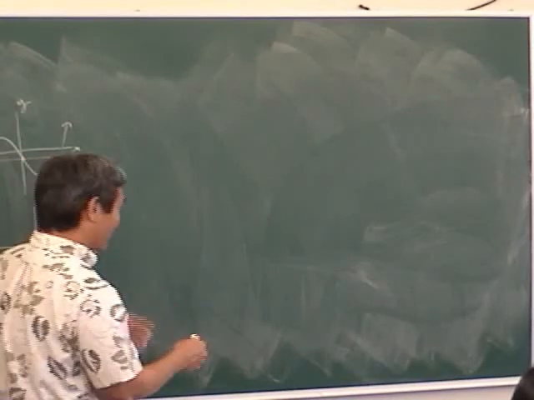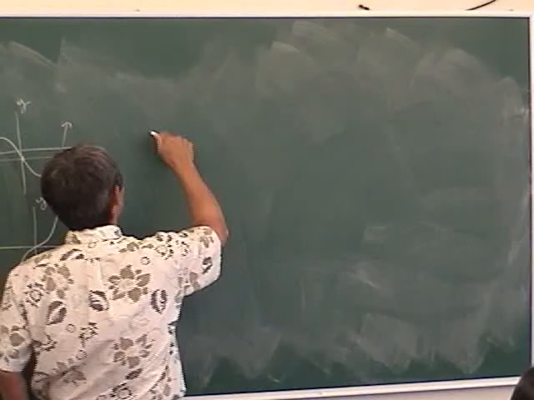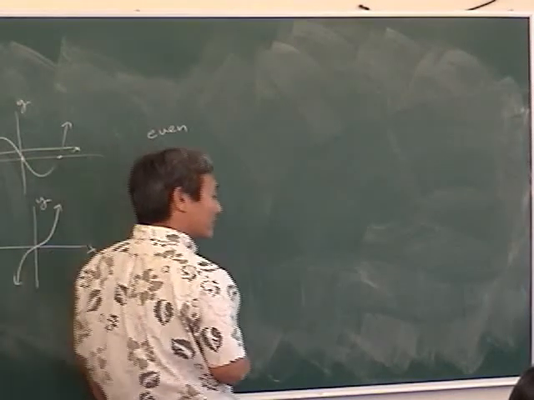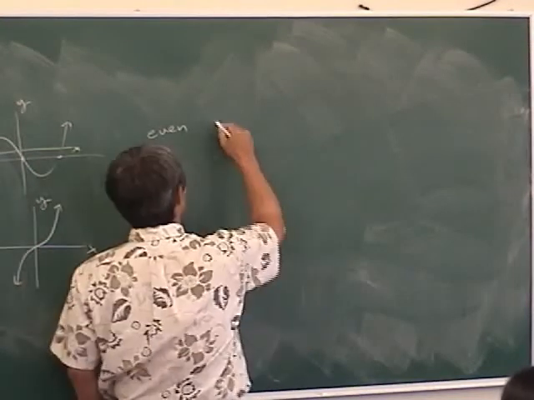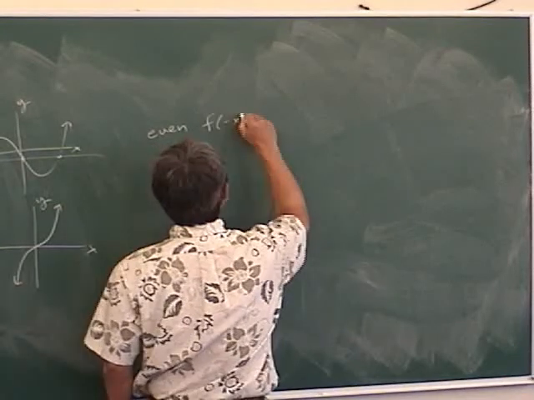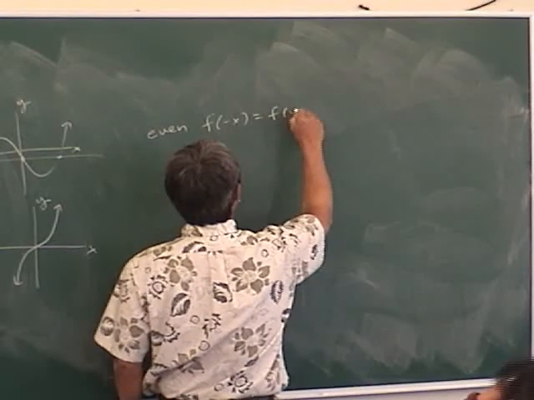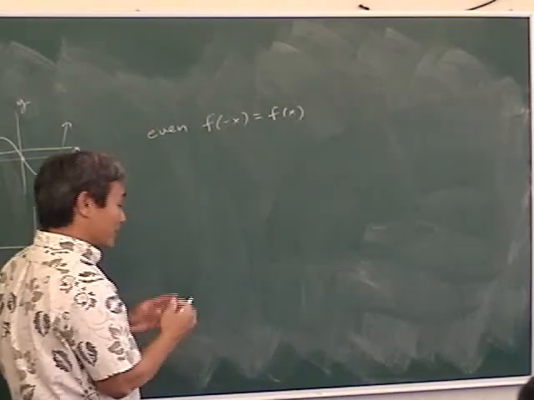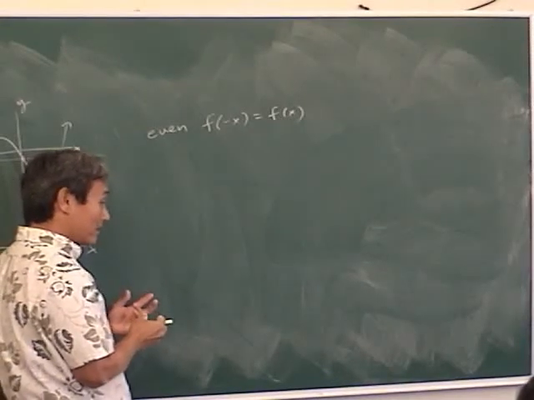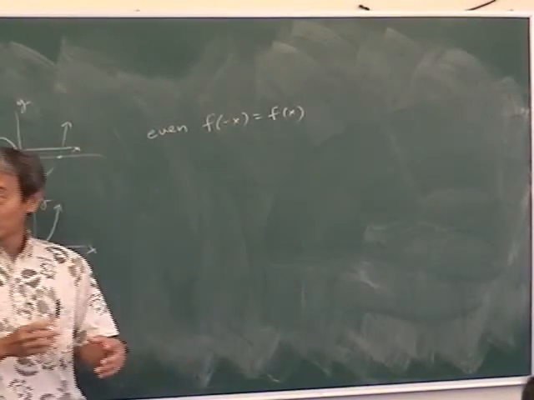Okay, so here's some terms that you need to know. Even and odd. What is the definition of an even function? f(-x) = f(x). In other words, if you plug in negative x for x into the function, you will get the same thing you started with.